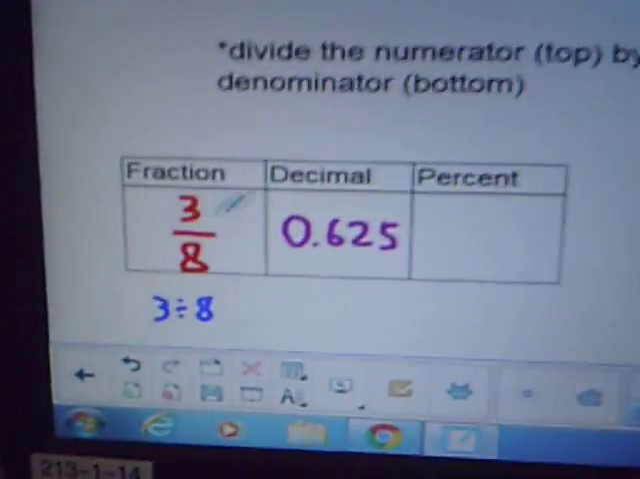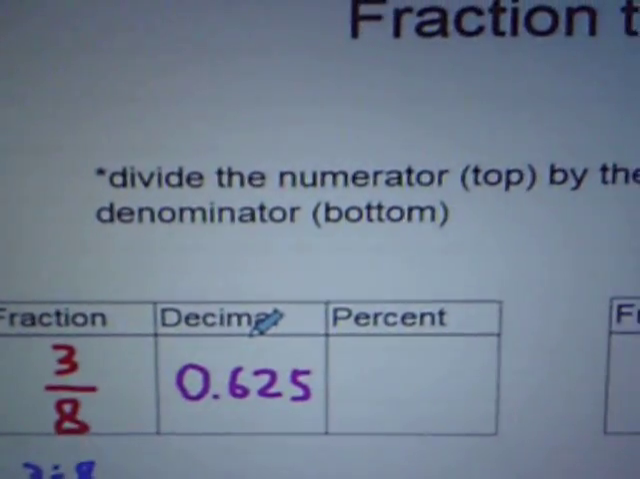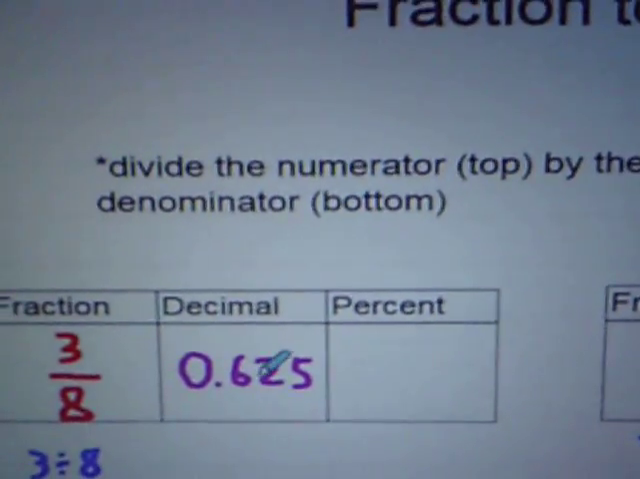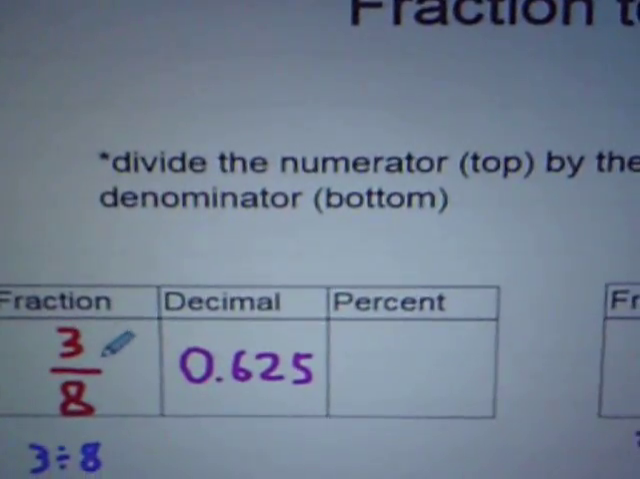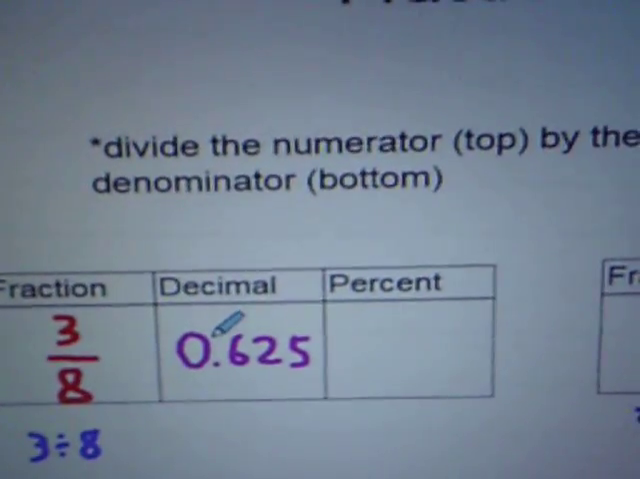Technically, 3/8 and 0.625 have the same value. But this is just a decimal form of 3/8. Again, the same value, they're just different forms of the number.